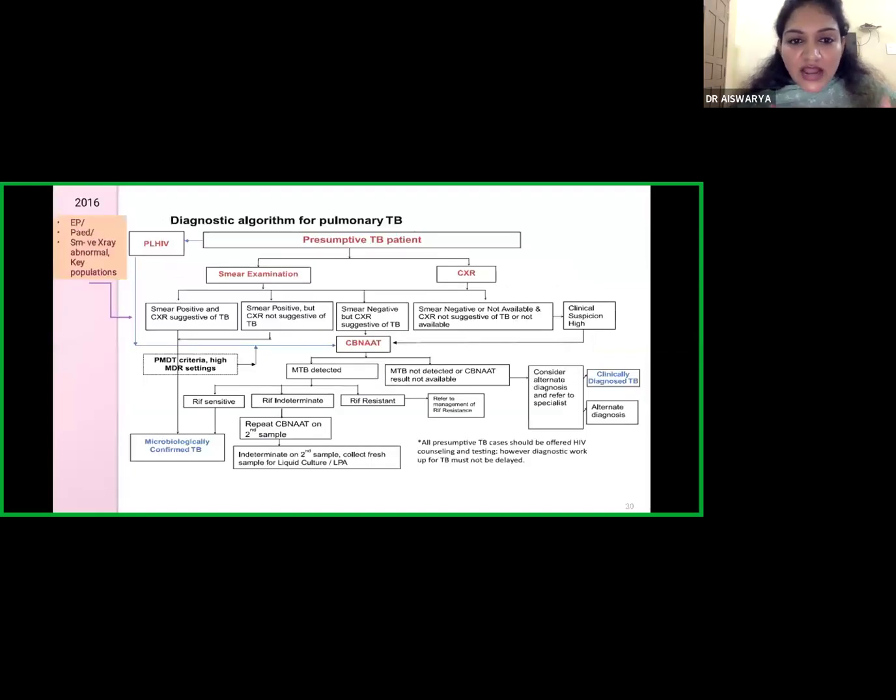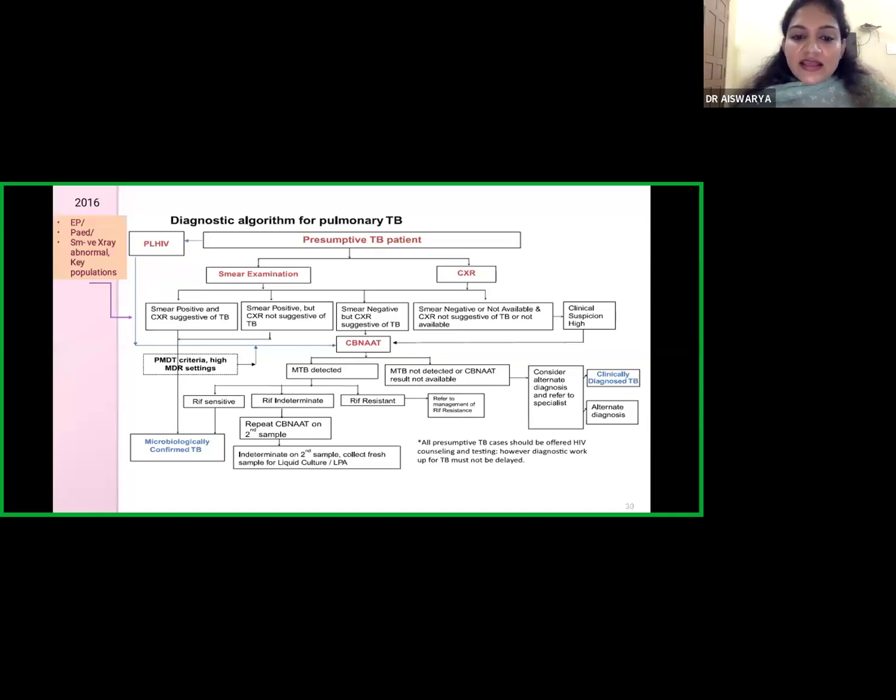So this is the diagnostic algorithm for how we approach a pulmonary TB patient. If any presumptive TB patient comes to us, we do 2 tests first: a smear examination and a chest X-ray. If both smear and X-ray are suggestive of TB, we confirm them as microbiologically confirmed TB. If the X-ray is not suggestive but the smear is positive, they are also called microbiologically confirmed TB. The dilemma comes when the X-ray is suggestive, but the smear is negative. Then how will we proceed? Then we need to go with the CBNAT examination.